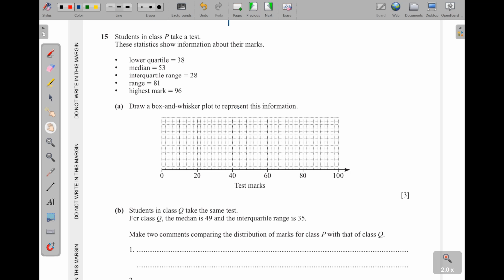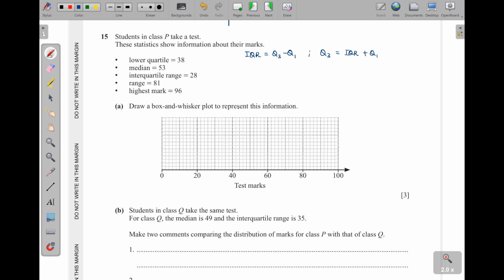A box and whisker plot has 5 values. The first one is the lowest value. The next one is the lower quartile. Then we have the median. Then we have the upper quartile. And then lastly, we have the highest value. Now, since we are given the IQR, which is the upper quartile minus the lower quartile, this simply implies that our upper quartile is going to be equal to the IQR plus Q1.